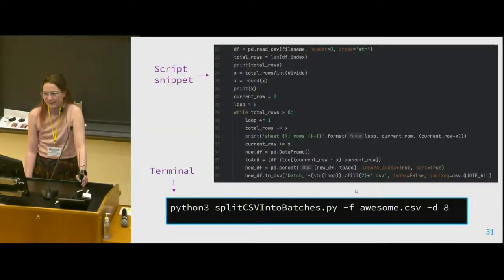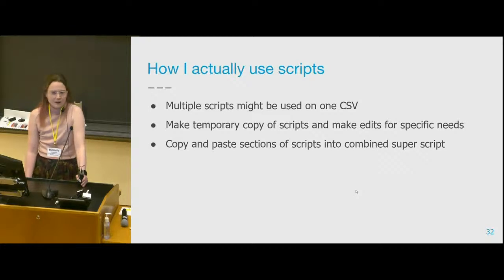So here's the script. And then how I actually use these in real life is I might run multiple scripts against one CSV. And then I might make copies of the script in the Scratch folder, make edits for the specific needs of that particular CSV. I might make a temporary combined superscript where I copy and paste sections of different scripts together. And since the variable names are pretty much all the same, it's not that difficult to do.